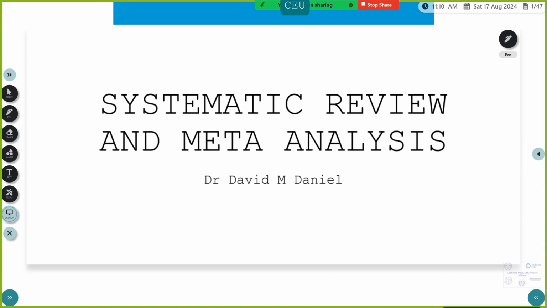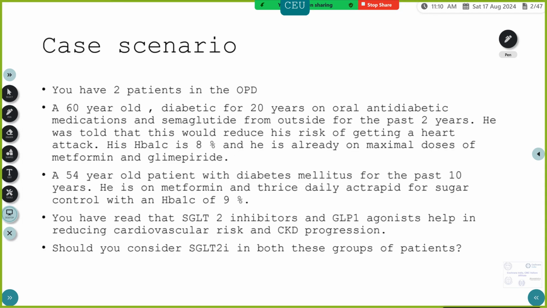Systematic review and meta-analysis. For the clinical case scenario, let's consider we have two patients in our OPD. One is a 60-year-old male who was a diabetic for 20 years on oral anti-diabetic medications. This patient is on semaglutide from outside, as he was told that it would reduce his risk of having a heart attack. His HbA1c is 8%, he is already on maximum dose of metformin and glucagon-like peptide.